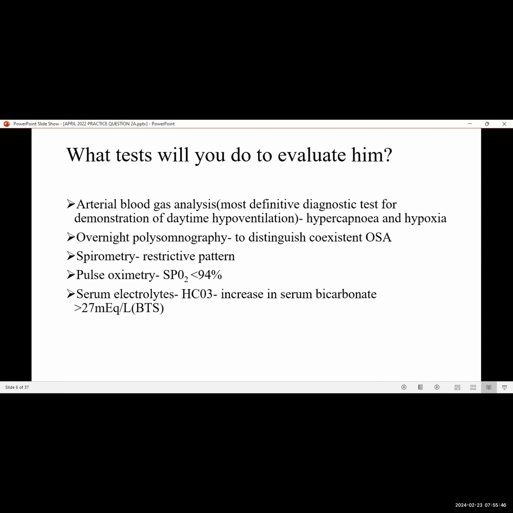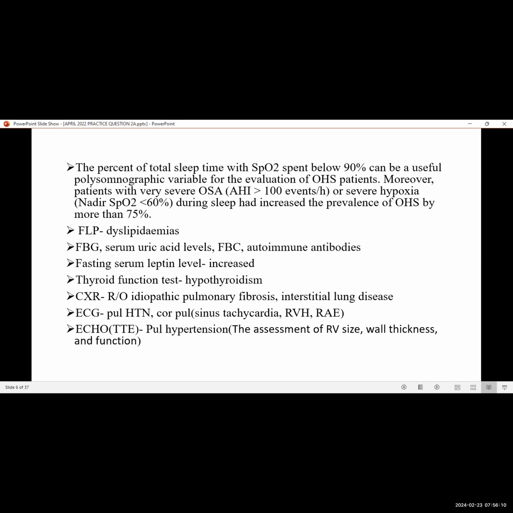Then I will do electrolytes, urea, creatinine, but in this case electrolyte is my main focus. I mean, the bicarbonate. If the bicarbonate level is greater than 27 milliequivalents per liter, I will hold on to obesity, and then the patient is obese. I will also hold on to obesity hypoventilation syndrome. The percent of total sleep time with oxygen saturation below 90% can be a useful polysomnographic variable for the evaluation, of course, as I've said before.